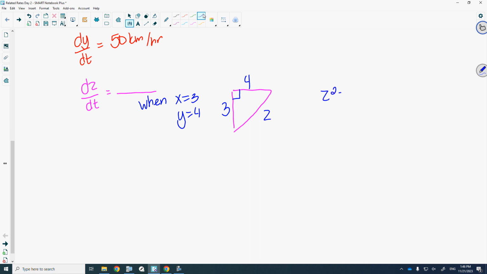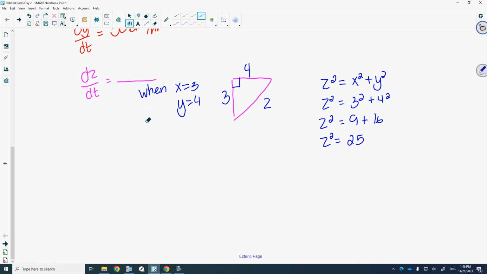So z squared equals x squared plus y squared. Z squared equals 3 squared plus 4 squared. Z squared equals 9 plus 16. Z squared is equal to 25. And this is distance, so z is not going to be plus or minus 5. It's going to be 5. So now I actually have got everything.